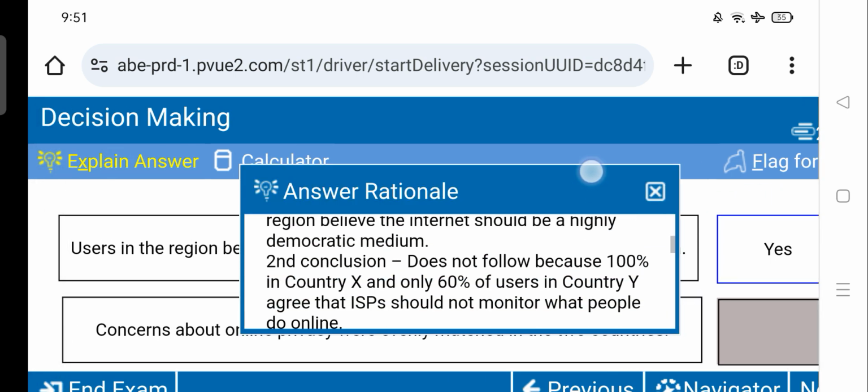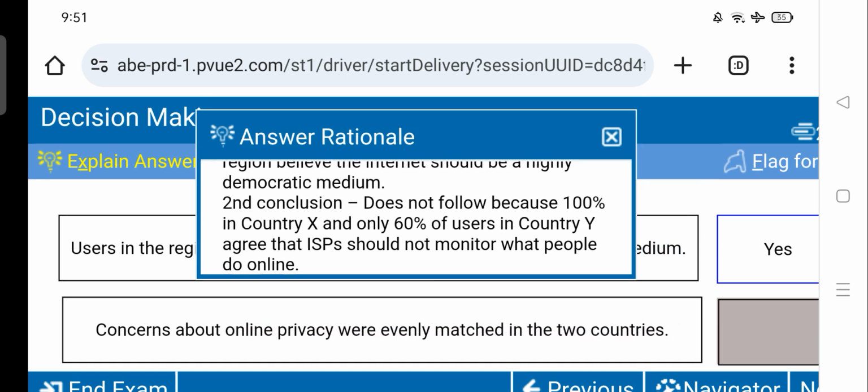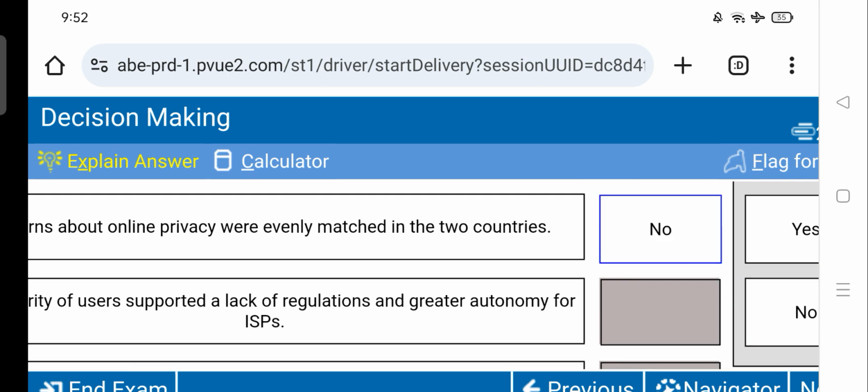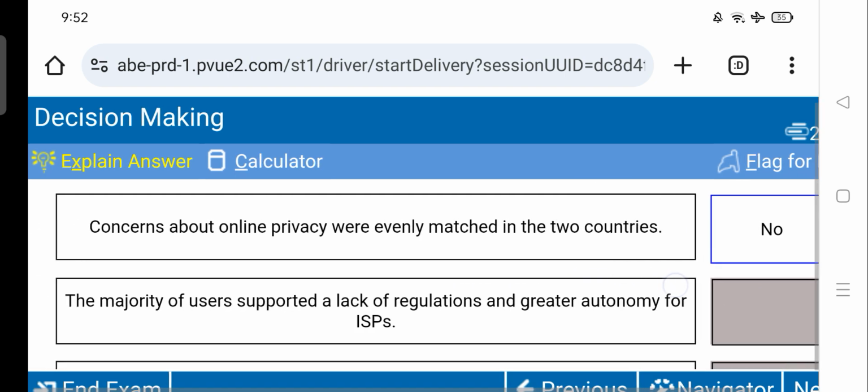And the second conclusion, it does not follow because 100% in country X and only 60% of users in country Y agree that ISPs should not monitor what people do online. So it's a no, that's why we will drag a no and drop it here in front of this conclusion.